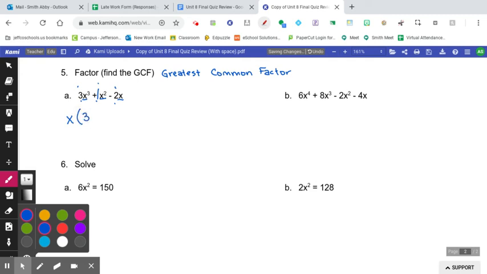If I take 1x away from the 3x to the third, that's going to be 3x squared. Notice that my exponent just went down by 1. All right, if I take an x out of this guy, it's just going to be 1x. If I take an x out of this guy, it's just going to be negative 2. And there we go.